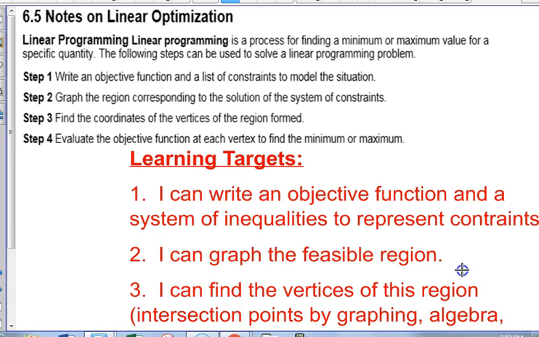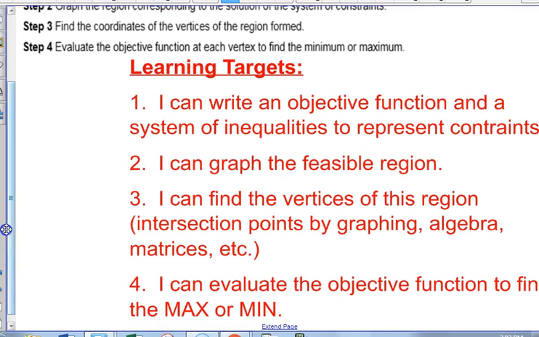Okay. I have reworded these to be today's learning targets. By the end of the day, I'm going to ask you this again. Your goal is, can you write an objective function, that's the profit one, and a system of constraints? Can you graph it? Okay. I can find the vertices or the corner points. Remember, you can graph, you can use your calculator's graphing system, you can use matrices, my favorite.